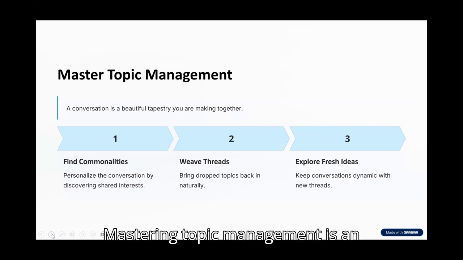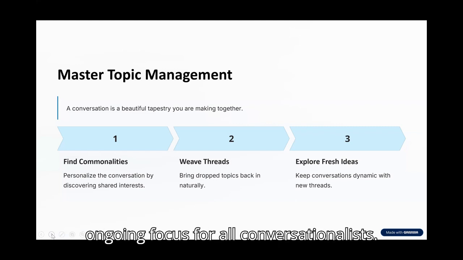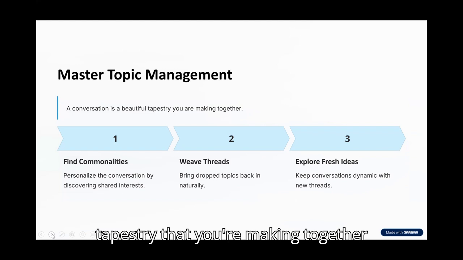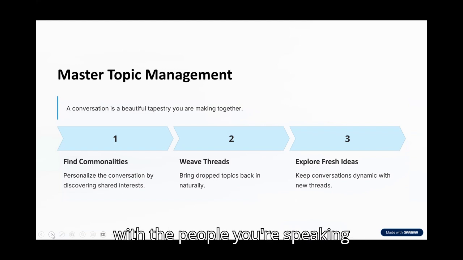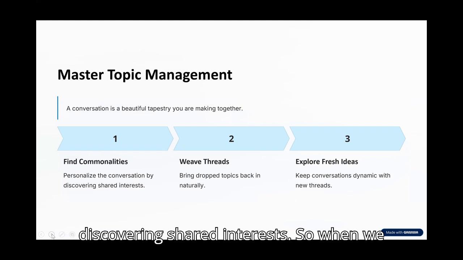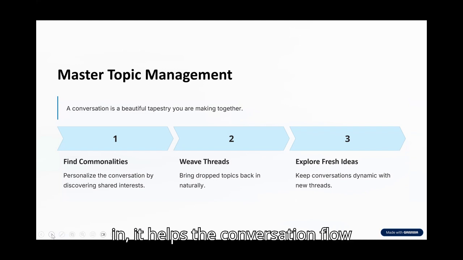Mastering topic management is an ongoing focus for all conversationalists. A conversation is a beautiful tapestry that you're making together with the people you're speaking with. Finding commonalities. Personalize a conversation by discovering shared interests. So when we find topics that we're mutually interested in, it helps the conversation flow and grow.